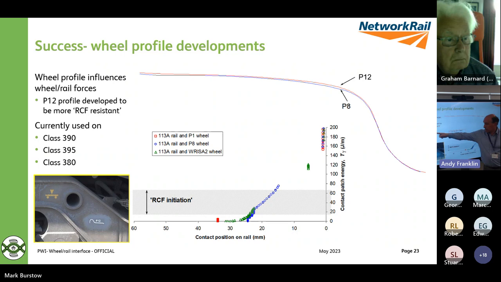The Pendolino fleet use it. They've almost doubled their wheel set mileage by moving to this wheel profile. The 395s trialed it because they had a really bad hunting problem when they were first introduced. And this profile solved that problem in the 380s in Scotland.